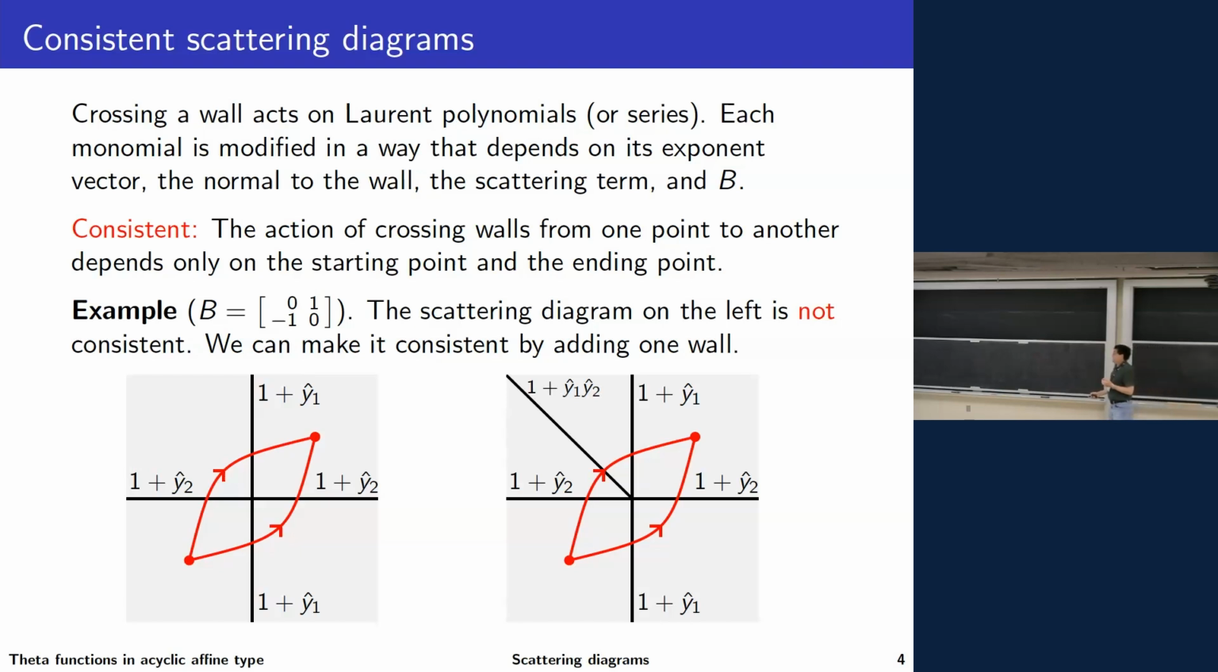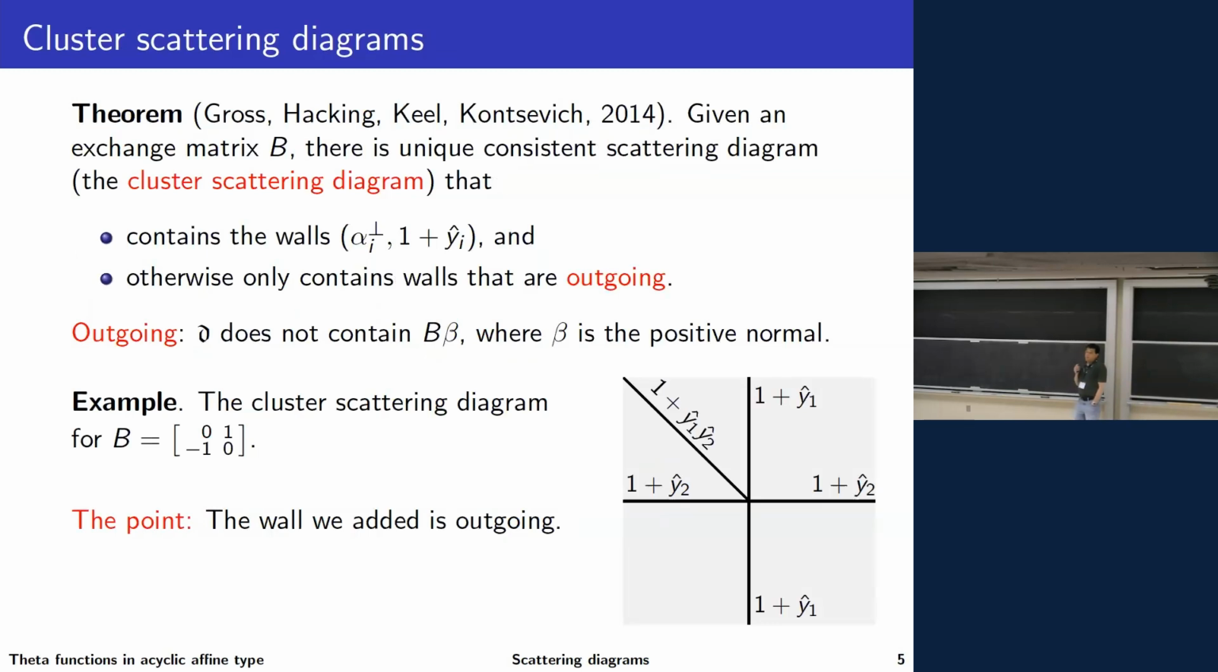Again, just believe me, but this scattering diagram on the left is not consistent, but it turns out that if we add one more wall, then it's consistent. The theorem of Gross, Hacking, Keel, and Kontsevich is, given an exchange matrix, there's a unique consistent scattering diagram that satisfies two properties. I'm skipping details about one of the properties, so just let your eyes unfocus about what outgoing is too. It contains all the coordinate walls, the full coordinate hyperplanes, with somehow the simplest possible nontrivial scattering term that you can imagine.